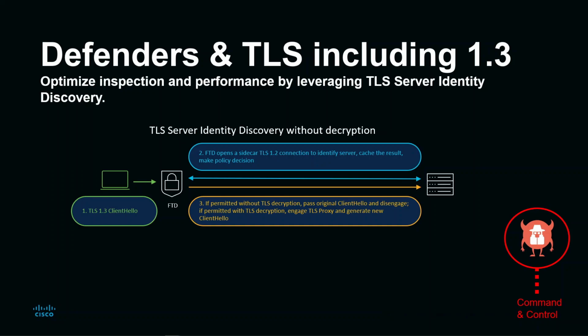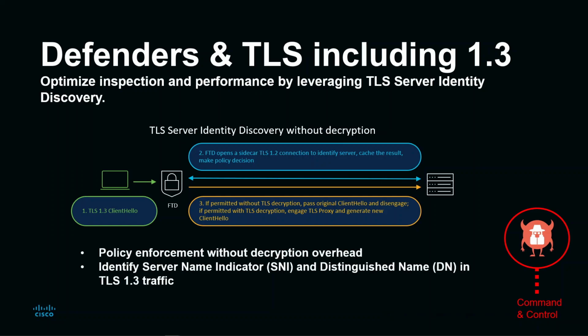If permitted with TLS decryption, we engage the TLS proxy and generate a new client hello. So we actually go ahead and perform TLS 1.3 proxy or decryption or machine in the middle, whatever you want to call it, but we perform that action. And now you can run intrusion prevention and some of the more advanced inspection capabilities against that particular connection. Now, policies are enforced without decryption overhead, and it provides us the ability to see the server name indicator and distinguished name in TLS 1.3 because of that sidecar.